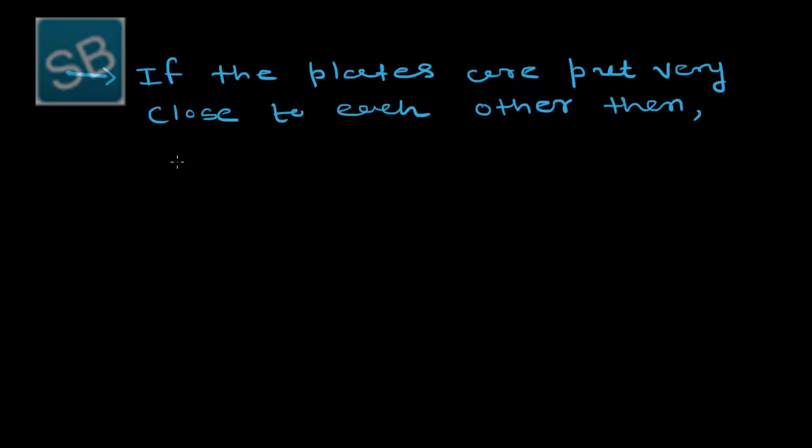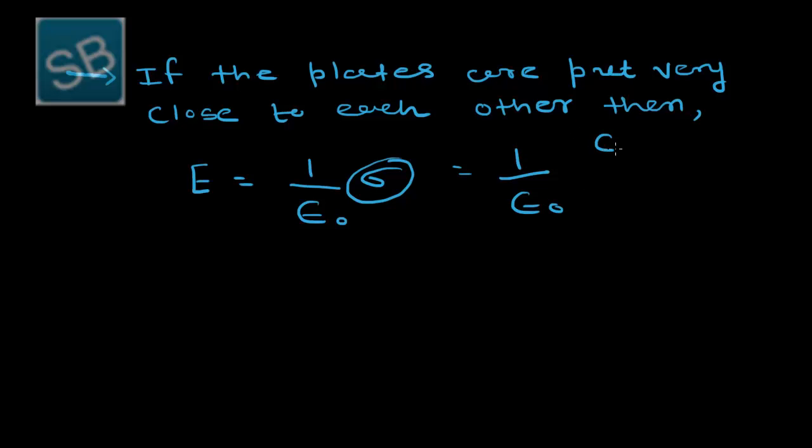Then the field between them, electric field E, is equal to 1 over epsilon 0 sigma. That means E is equal to sigma upon epsilon 0. But what is this sigma? Sigma is the charge density, so charge per unit area. I am writing it this way: the total charge per total area. So sigma is equal to Q over A, where Q is the charge on the plate, meaning total charge, and A is area.